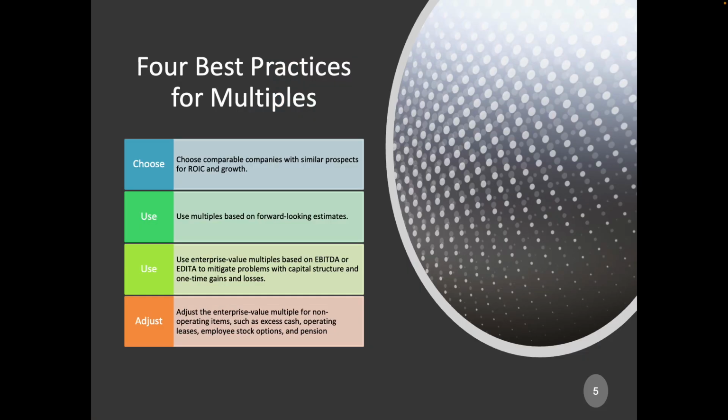Best practices, we've been talking about those. Ideally, find companies when you do peers that have similar growth and ROIC, growth spread prospects. 2, forward-looking multiples. 3, enterprise value multiples are preferable to PE multiples. Not that they're perfect, but generally enterprise value multiples are less susceptible to accounting differences, non-operating items, and differences in capital structure. And then finally, if you do have a lot of non-operating items, accounting differences or capital structure, understand you might have to adjust the multiples to actually be more comparable.